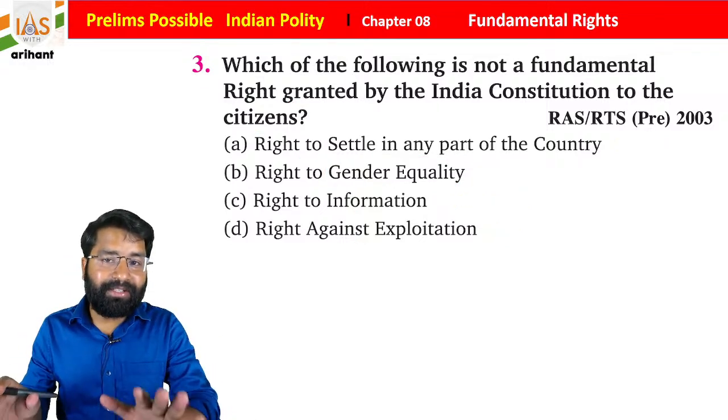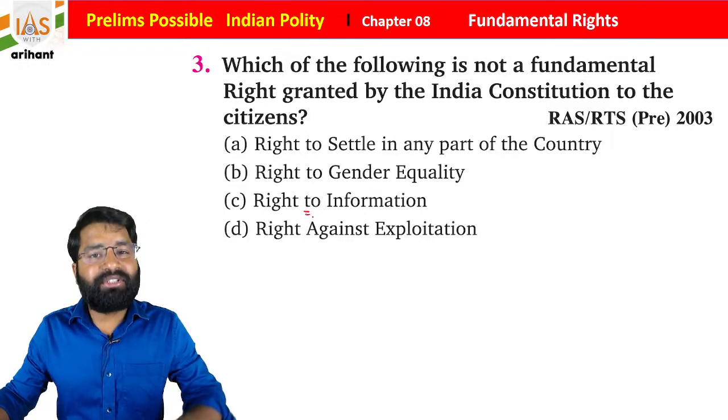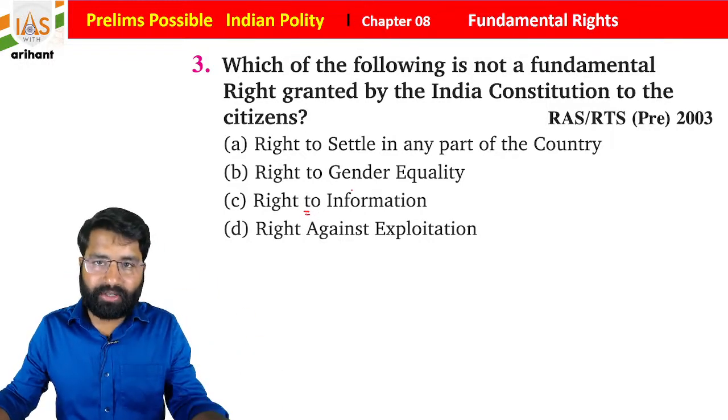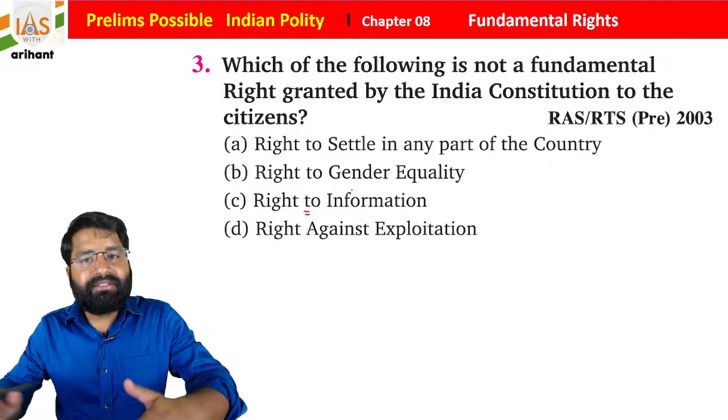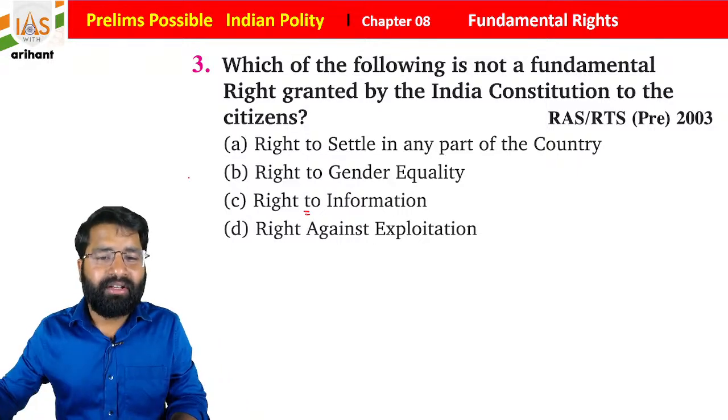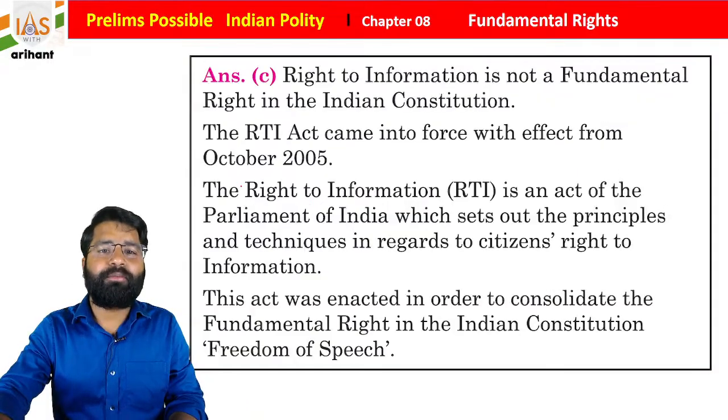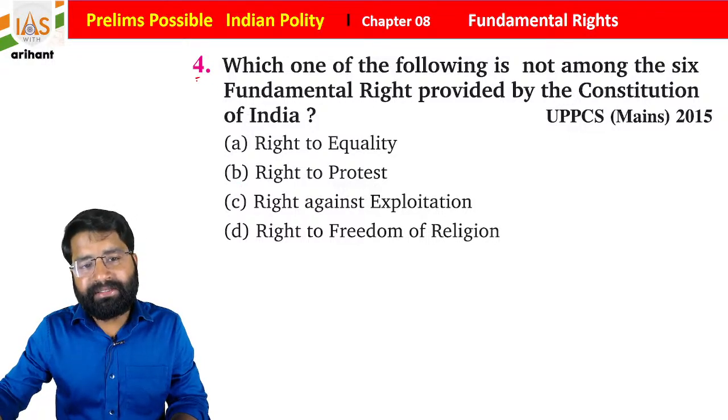Under Article 15 it is mentioned. Right to information is there under Article 19 clause 1 subclause A, but it is not explicitly mentioned here. So if you go with the option, just go with option number C, students. Now see the fourth question.